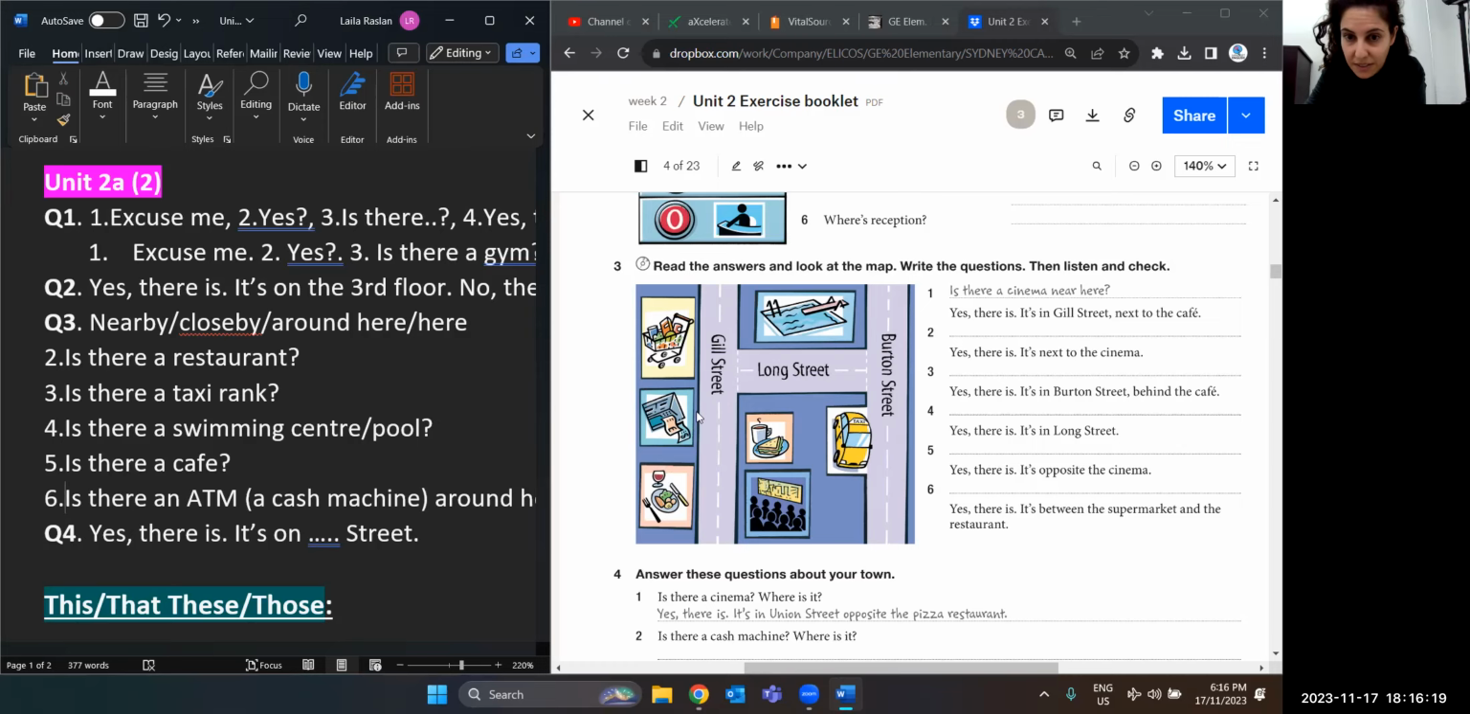Yeah, it's opposite the cinema. Cafe. Sorry, which one? Yes. I think this one's a cafe. Yes, opposite on the other side of the road. Is it next to the cinema? Yeah, it's next to it, next door. So I think this one's a restaurant because it's next to the cinema. And opposite means on the other side of the road. So I think this is a restaurant.